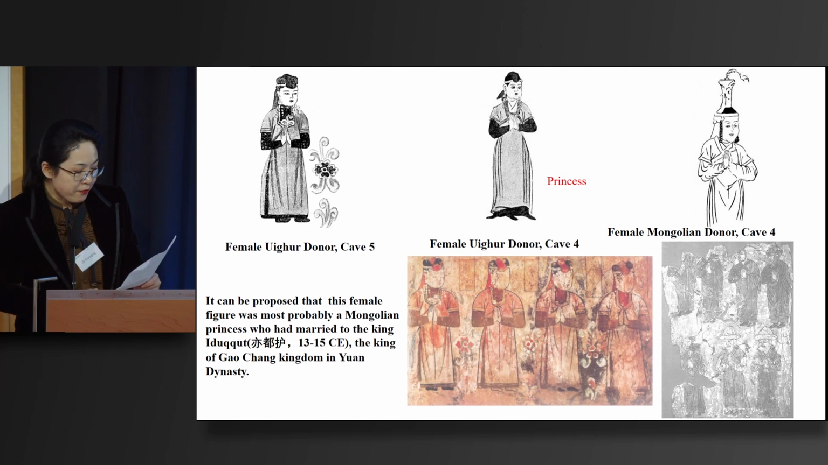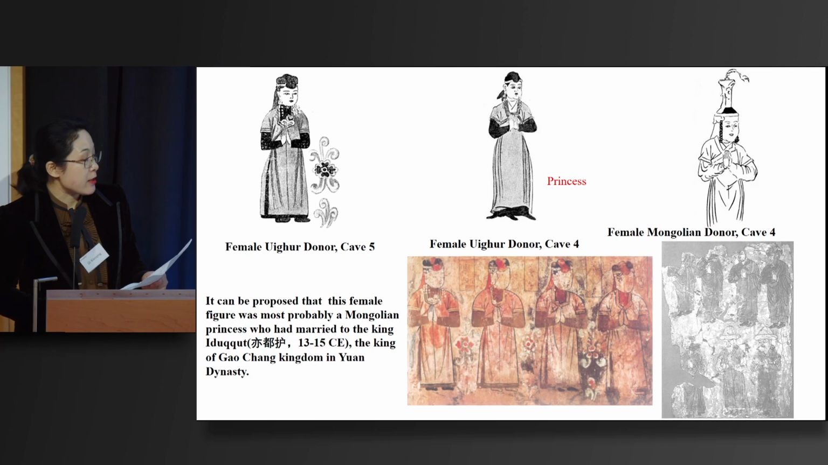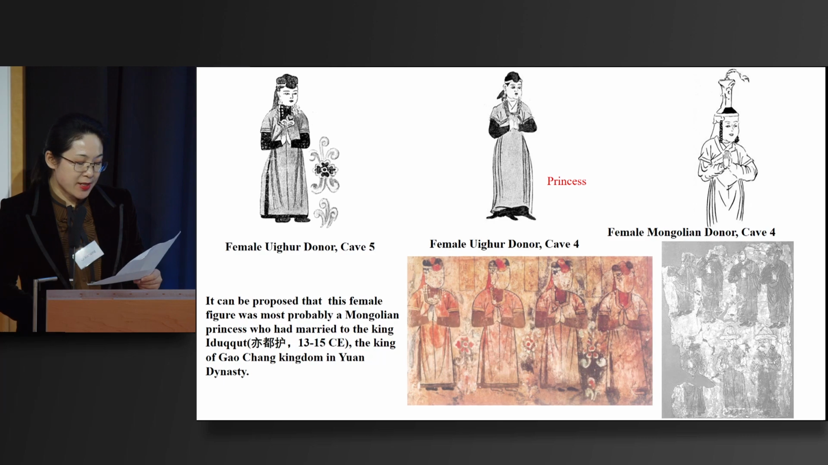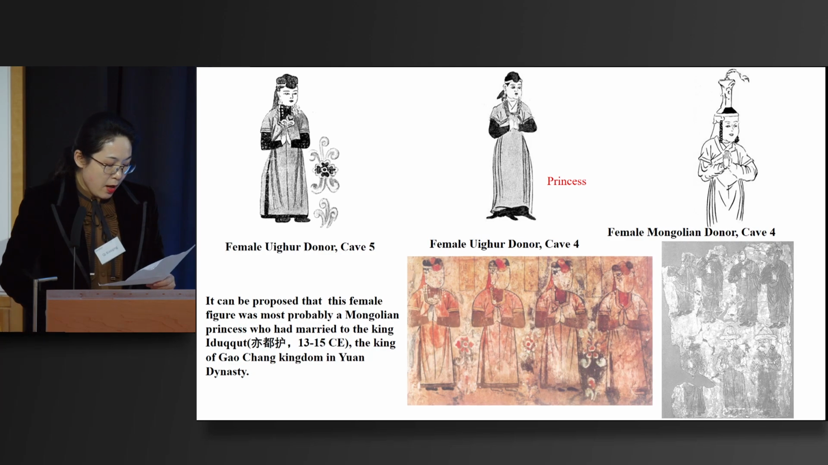Besides the female Uyghur figure of Cave number 4, there is a piece of Uyghur inscription that has been recognized as princess. It can be proposed that this female figure was most probably a Mongolian princess who had married the king Idukut, who was a king of the Gaochang Kingdom. Gaochang was the name of the ancient Turfan region, and we also propose that Xiaotargo Grotto was built by the royal family of Gaochang Idukut.